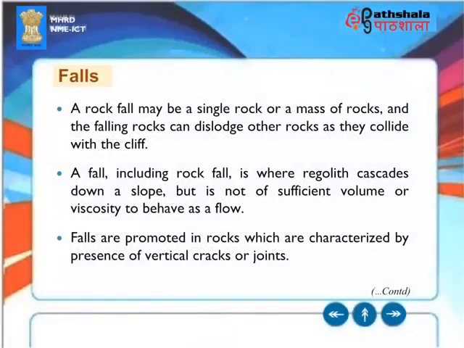A rock fall may be a single rock or a mass of rocks, and the falling rocks can dislodge other rocks as they collide with the cliff. A fall, including rock fall, is where regolith cascades down a slope but is not of sufficient volume or viscosity to behave as a flow.